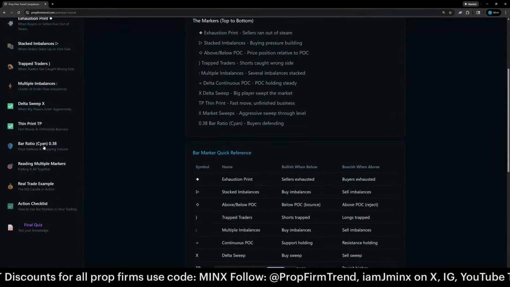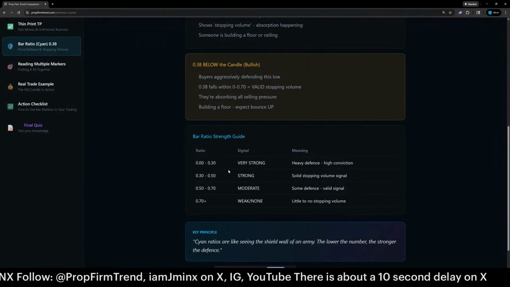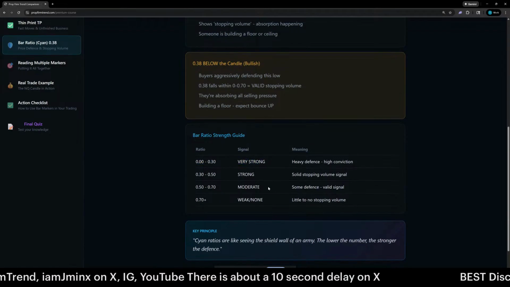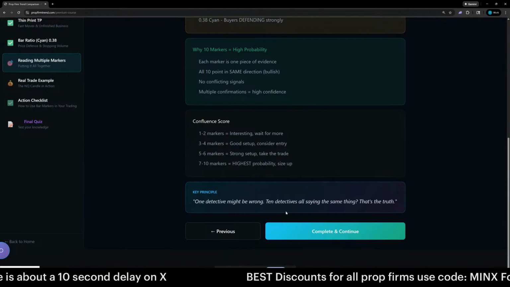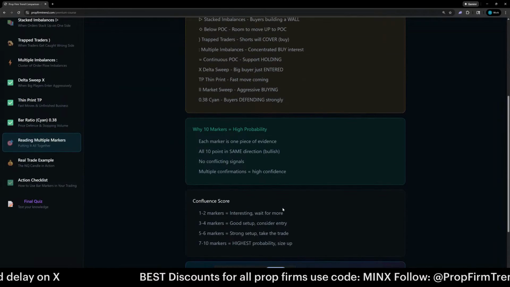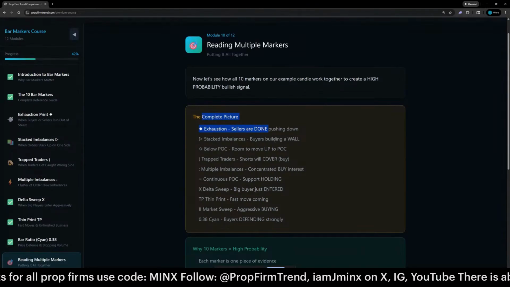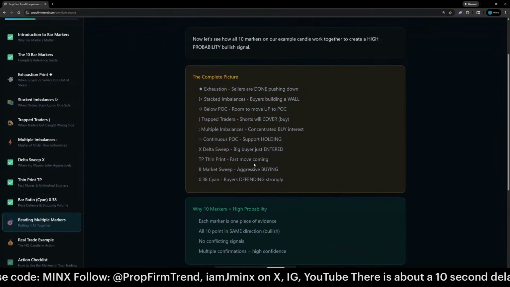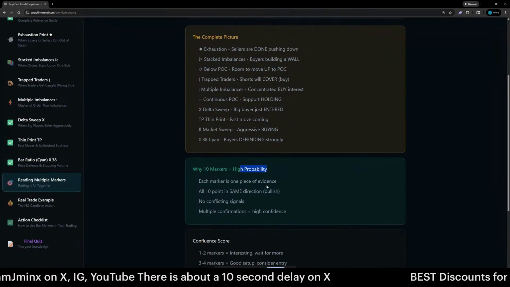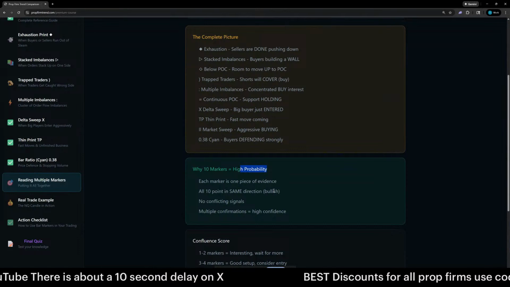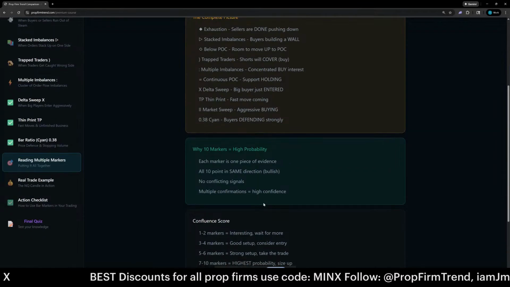Okay, well, that's missing. All right. So this is more bullish. It's supposed to have the magenta color too, but it does not. So if you look at everything, the more bar markers, the higher the probability, because each marker is one piece of evidence showing you, and if it's in the same direction, there's not really conflicting signals, right?